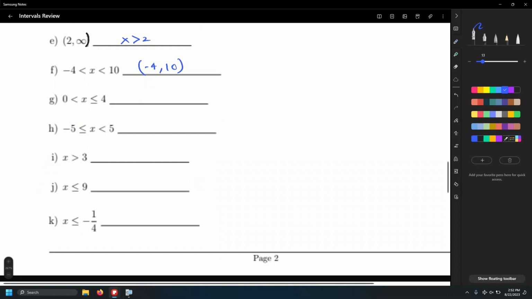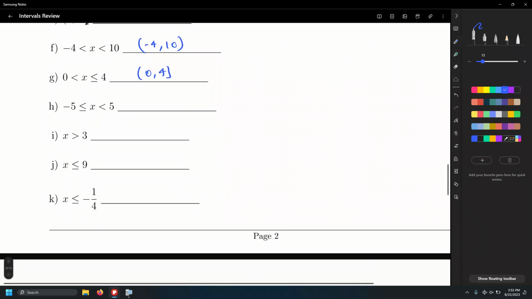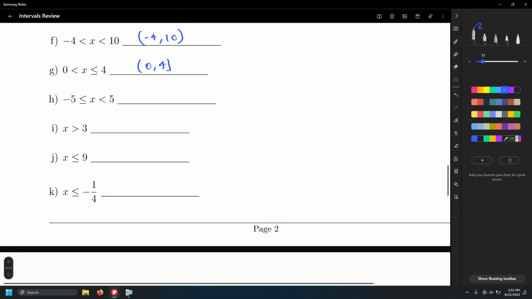And letter F, we already got it. Now let's go back to interval, from inequality to interval. What did we get for this one? Someone else? What do you got here? Parentheses 0, 4 bracket. That's correct. Letter H. Anybody else? Don't be shy, that's fine. Yes? Bracket -5, comma, 5 parentheses. That's correct. What about letter I?